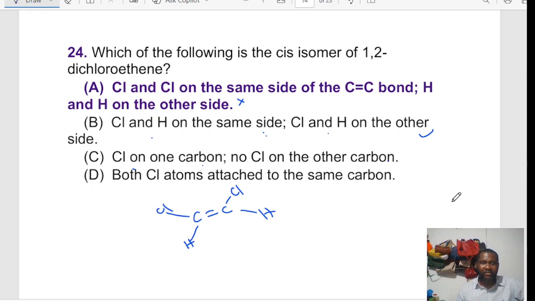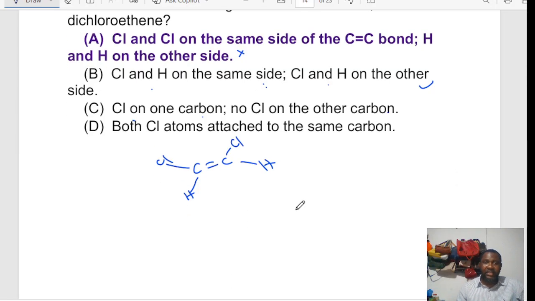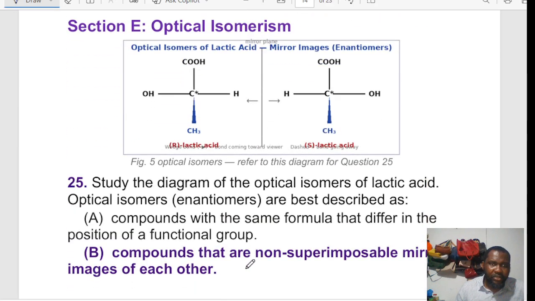Can you see that? I hope that makes sense. Okay, so the answer is B to this question. Okay, so the next one is optical isomerism.